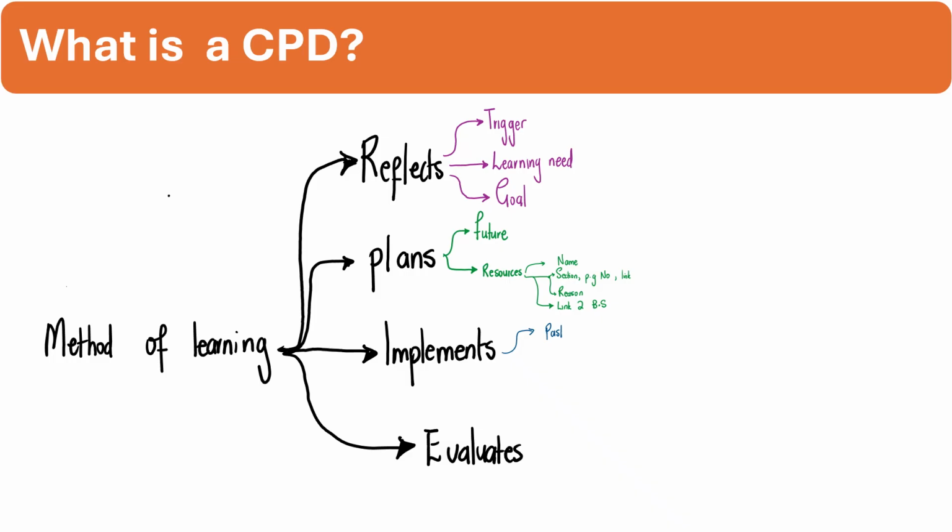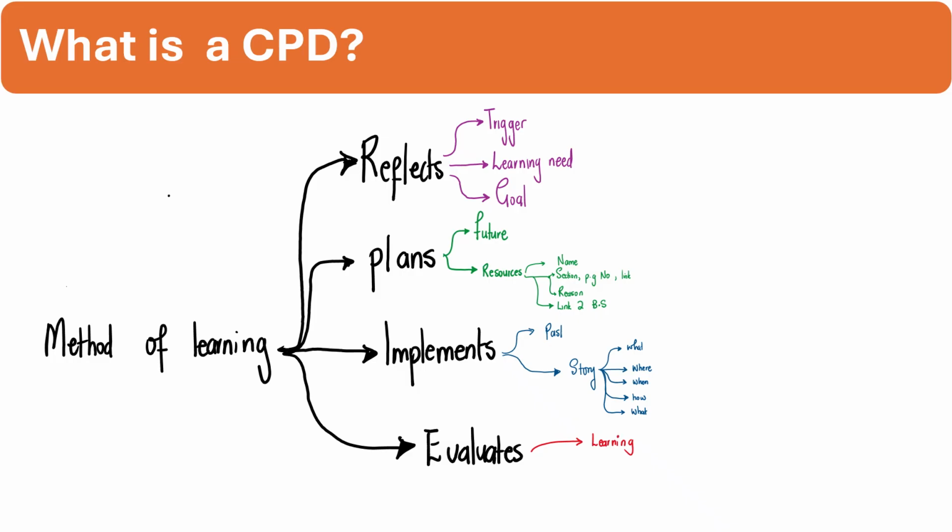The implementation is always written in past tense because it's something that was done. They are going to tell a story. In the story that they're telling, they are stating what was done, where it was done, when it was done, how it was done, and what exactly was done to achieve the objectives that they had in the reflection and the plan that they said they would implement.